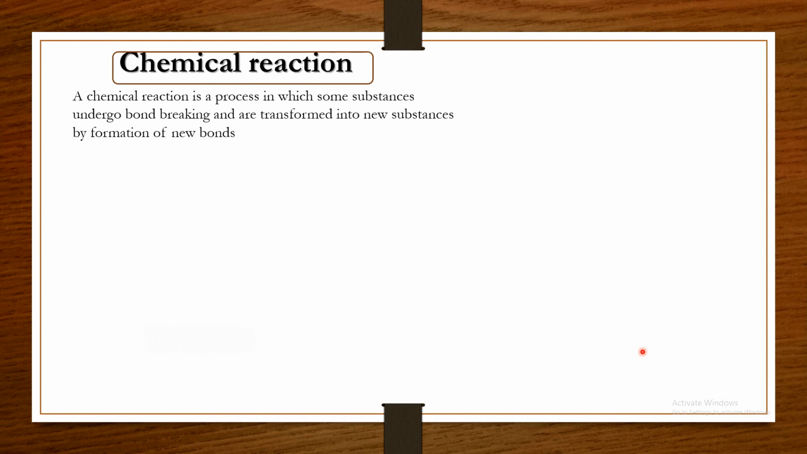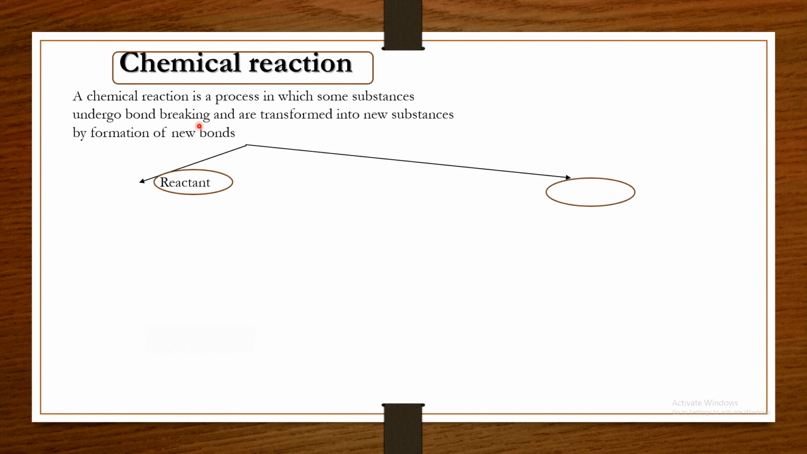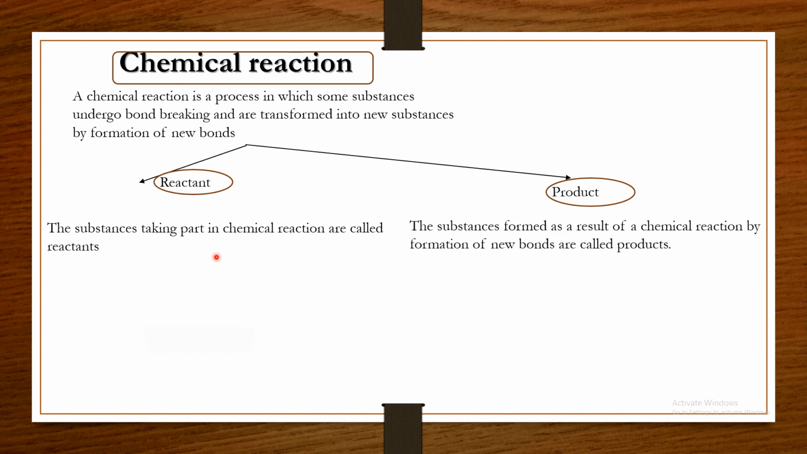Now a chemical reaction is a process in which some substances undergo bond breaking and new substances are formed by new bonds. So here reactants and products are very important. Reactants are the substances which take part in a chemical reaction. These are on the left side of the arrow. Products are the substances which form as a result. This is the newly formed substance, which is on the right side.